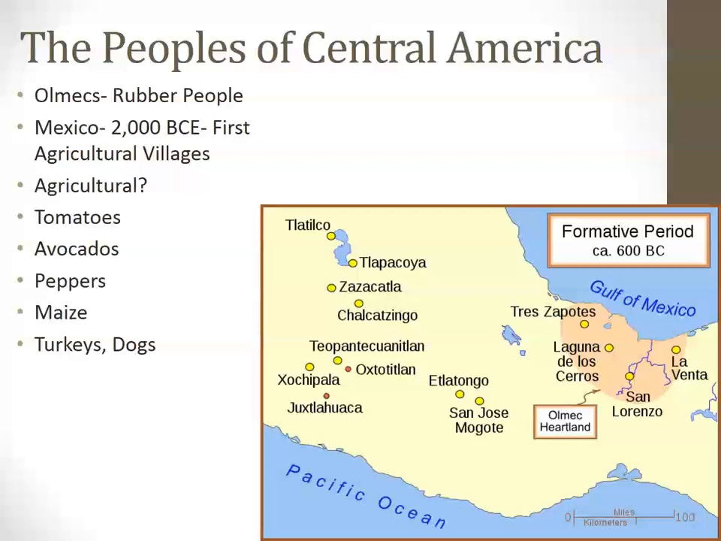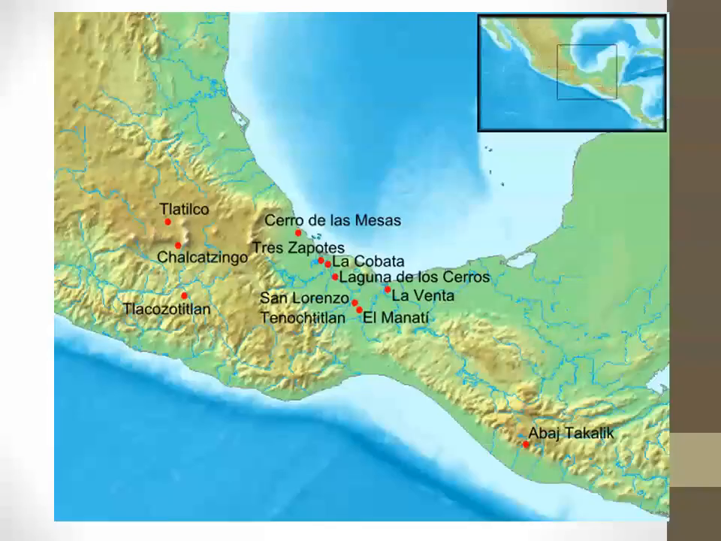There are no major beasts of burden in the Americas at this time, so you don't have horses. In North America you would have had bison and so forth, but in this area of Central America, we would not see any large-scale domesticated animals outside of turkeys and dogs and these types of things.